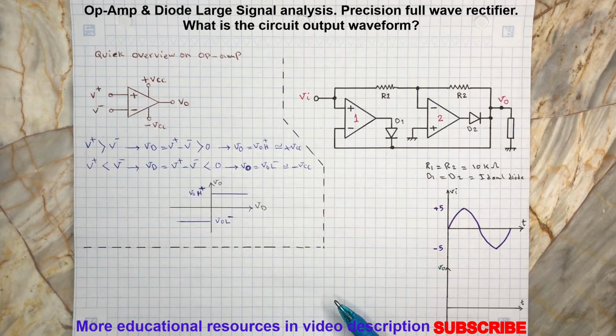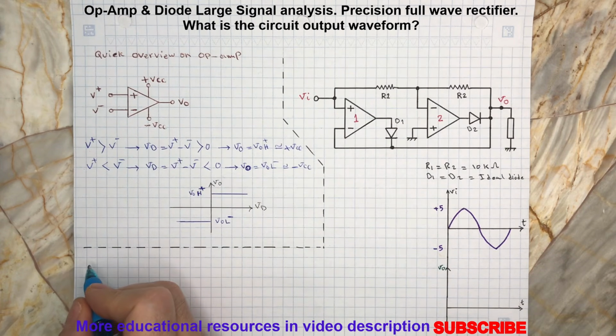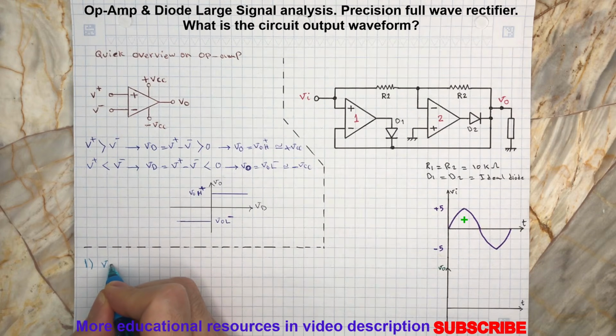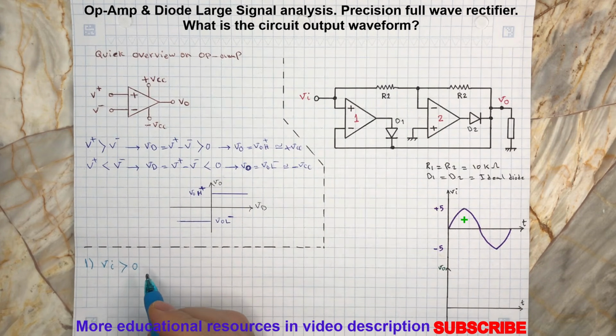Let's assume Vi is positive. Then since Vi is connected to V plus of the op-amp number 1, the output of this op-amp will swing to its positive high, turning on the diode D1, which creates a negative feedback path for op-amp number 1.